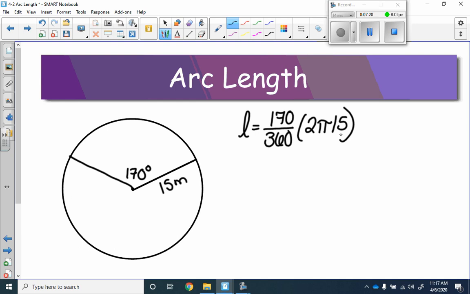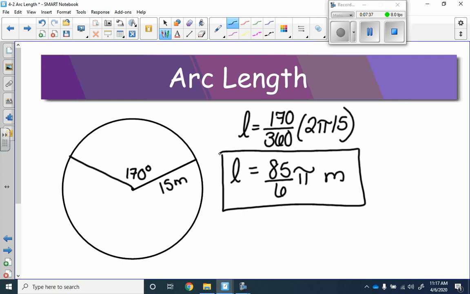170 divided by 360, well, that's 17 over 36. Multiply that by 30, and then I end up with 85 over 6 times pi, and then that would be in meters. And there's your arc length. Now, if you wanted to, you could most definitely convert your degrees here into radians and do it that way. I'm just going to show you both formulas.